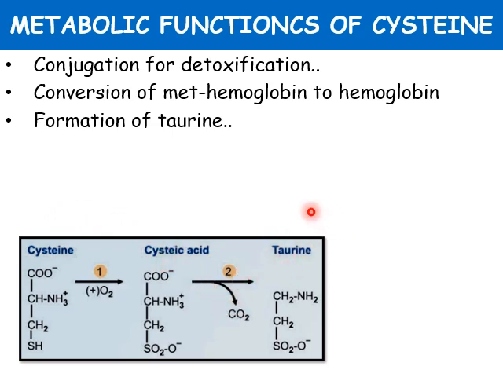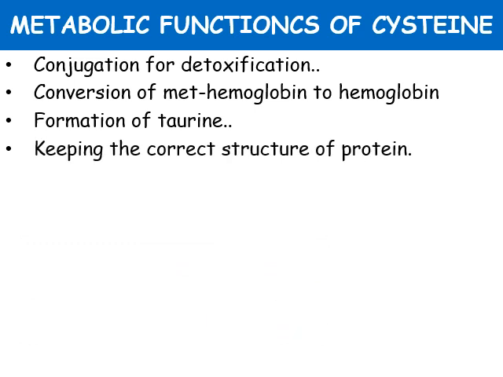And this taurine helps in the formation of bile salt, that is taurocholate. Keeping the correct structure of protein: cysteine present in the structure of protein is helpful in the formation of interchain or intrachain disulfide bonds, and it is very essential to keep the structure of protein in the correct dimension.